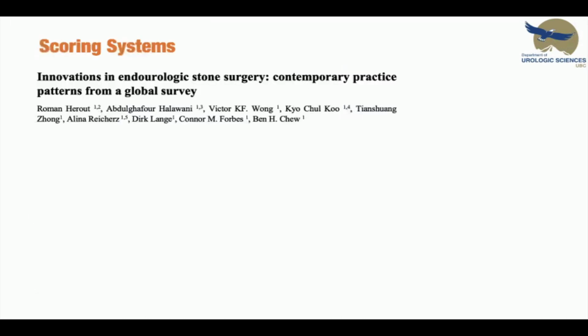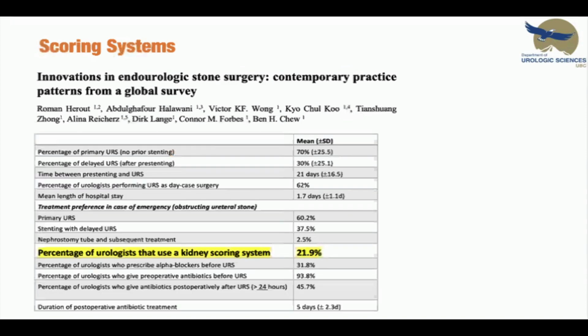So looking back at our survey to see how often urologists are using these scoring systems in their clinical practice, we found that 21.9% adopt these scoring systems and nomograms in their practice.